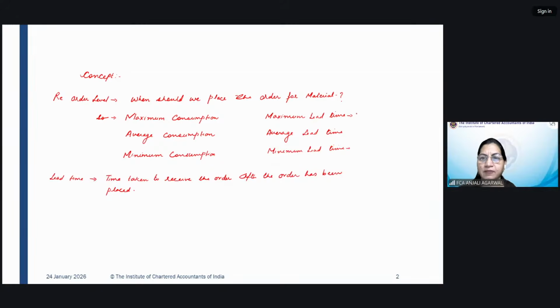So this can vary. There can be a maximum time, minimum time, and an average time. For example, the maximum lead time is 10 days and the minimum lead time is 6 days. If maximum and minimum lead time is given, you can calculate the average by taking maximum plus minimum divided by 2. So what would be the average lead time? 10 plus 6, 16 divided by 2, that would be 8 days.